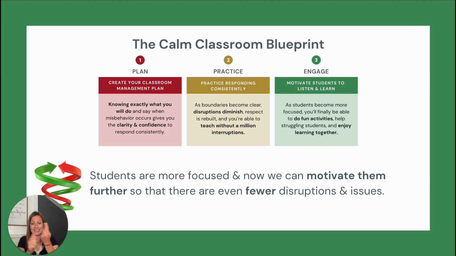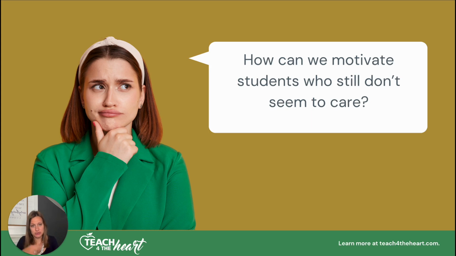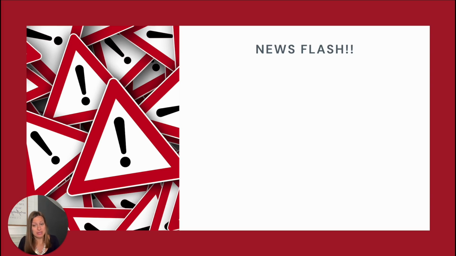We want to really get the spiral going even better in the right direction. So we want to say, are there ways that they're not being motivated that we can fix? How can we motivate them better so there's fewer disruptions and issues? So, like I said, at this point, you're already better off. But there's still some students who just do not seem to care. And that, I don't have to tell you, is more and more common these days, right? So how can we motivate these students who still just don't seem to care?